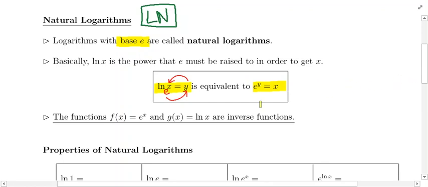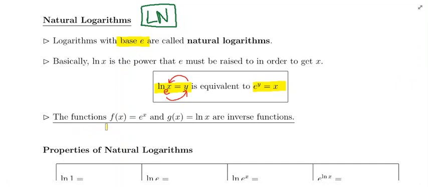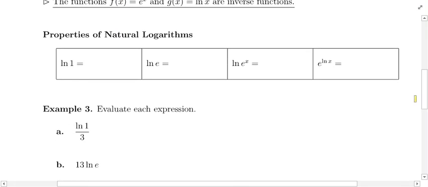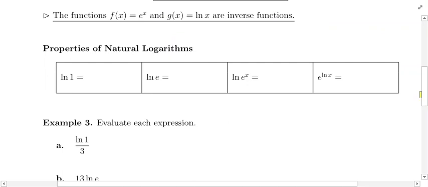Another very important thing: the functions f of x is equal to e to the x and g of x is equal to the natural log of x are inverse functions. All right, so we are going to jump to the properties of natural logarithms. These are the same properties that we've seen with the other bases. We're just going to rewrite them in terms of the natural logarithm.